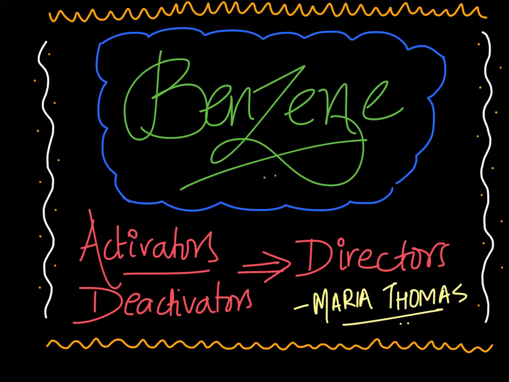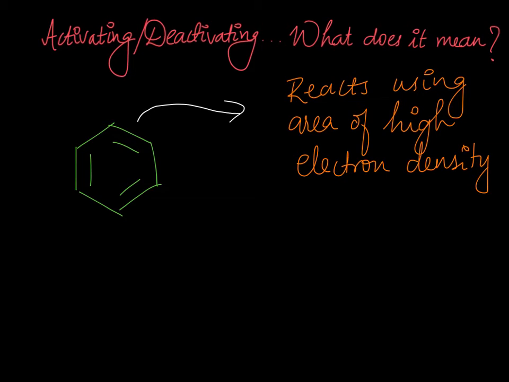Well, this is Maria Thomas and today we're going to discuss activating and deactivating groups on benzene and what sort of directors they become. So, what do we mean when we say activating or deactivating? Well, the way benzene reacts is by using its electrons in this pi bond to react with something else. And so you can say that it reacts using its area of high electron density.